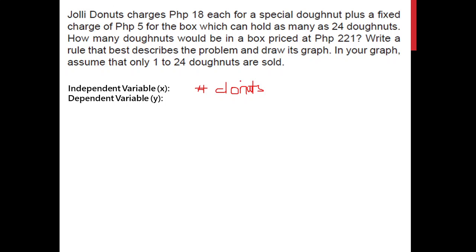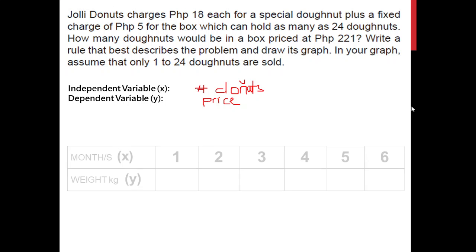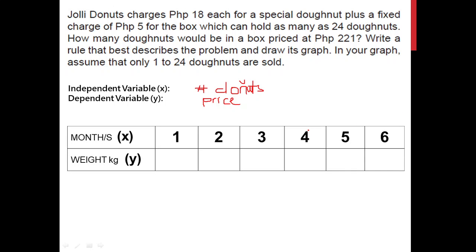This is the x, right? So I'll just make it donuts. Next, the dependent variable here will be, of course, the price of each donut sold. Now, after having this one, all we need to do is to create a table of values there.